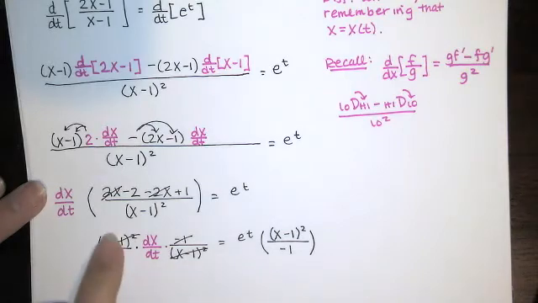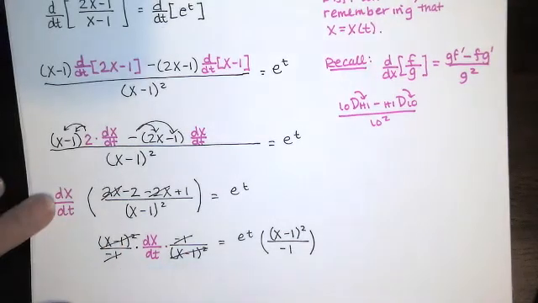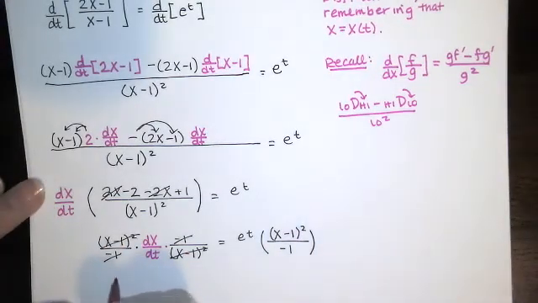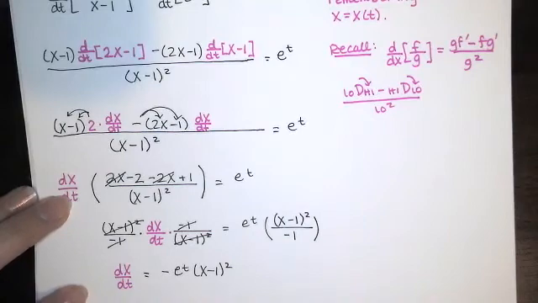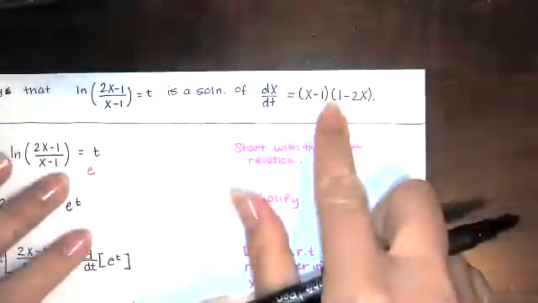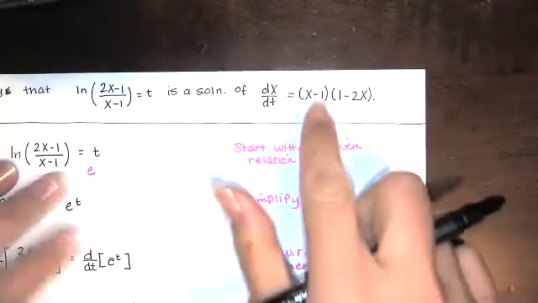Okay, so we multiply by the reciprocal of that, and we get dx dt equals negative 1 times e to the t times x minus 1 squared. Because dividing by negative 1 is the same as multiplying by negative 1. Now, if you're saying to yourself, wait a minute, that is not what we started with, you're absolutely right. It isn't what we started with.